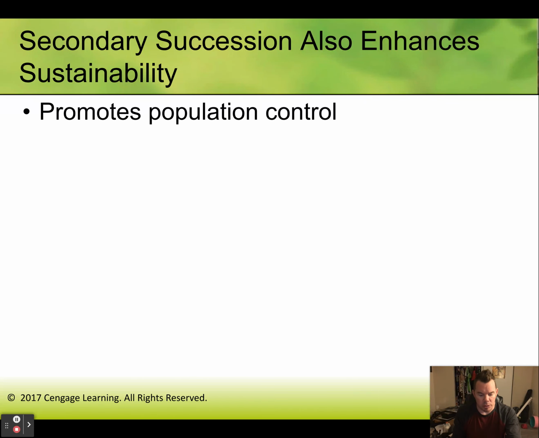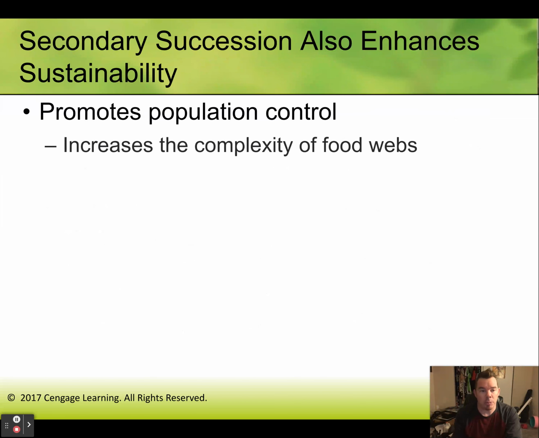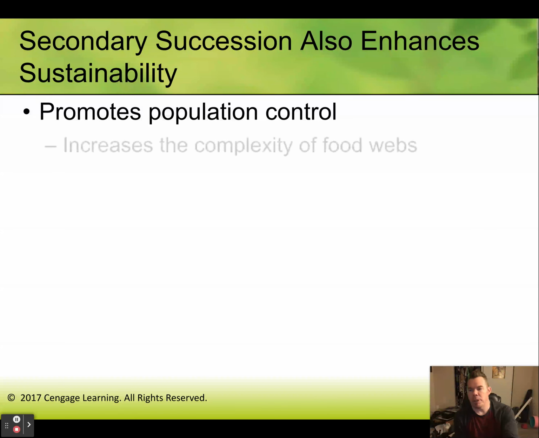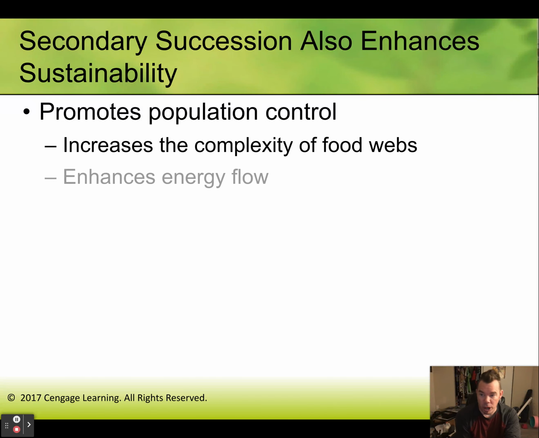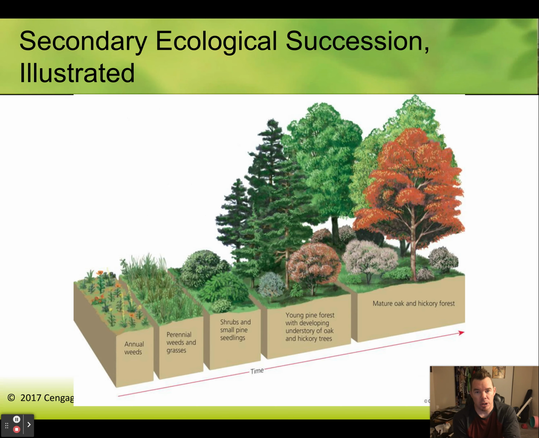Okay, secondary succession, number nine. Where is it? Oh, promotes population control. That's number 10. So number nine, succession also enhances biodiversity of communities. Number 10, population control, increases the complexity of food webs, enhances energy flow, increases nutrient cycling. Basically, a whole bunch of new relationships and new interactions in that forest or ecosystem start because of it.